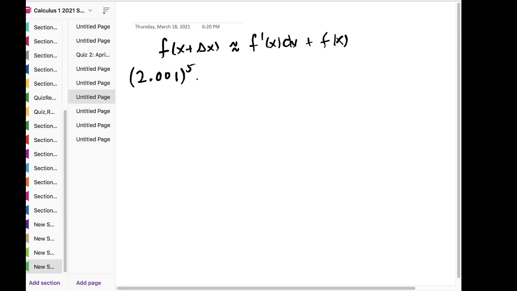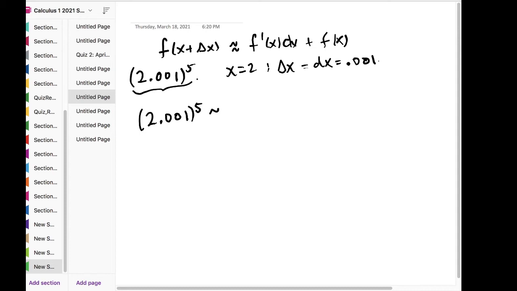Okay, so our x was equal to 2, and our delta x, which is the same as dx, is equal to 0.001. So this is f of x plus delta x. It's going to be approximated equal to, what is the derivative of x to the fifth?